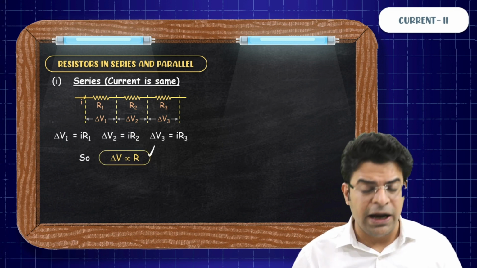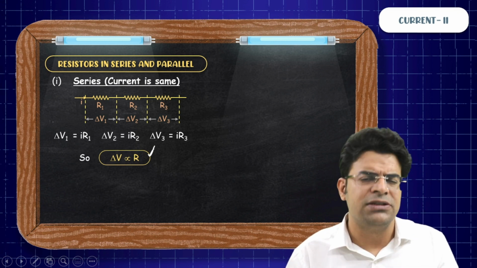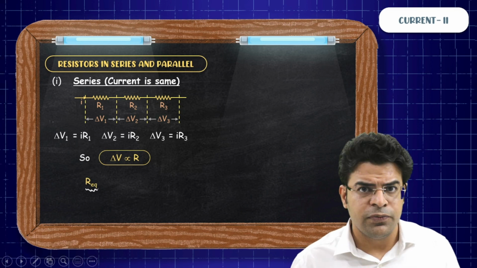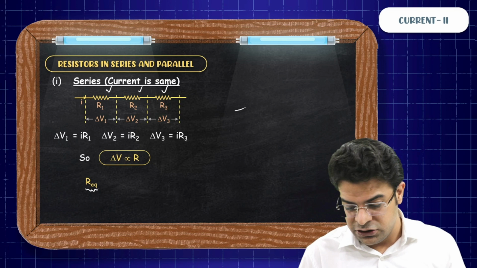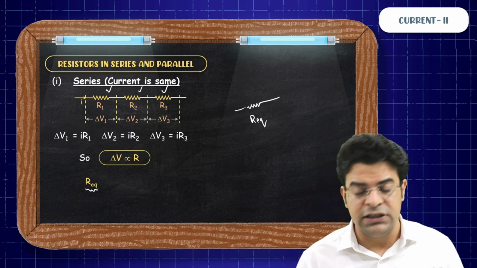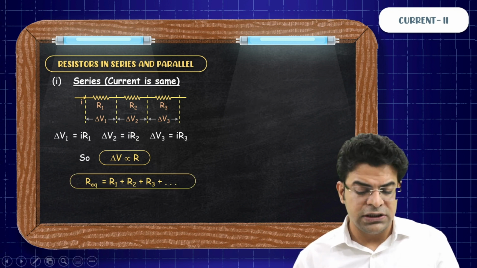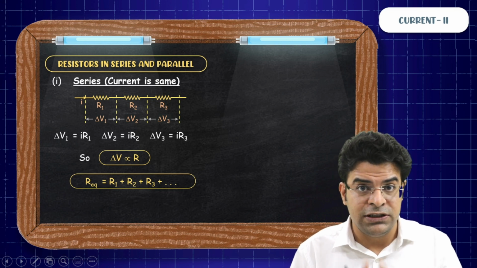So keep this in mind. When you have resistors in series, the potential drop across any resistance is directly proportional to its resistance, right? It's obvious. Moving on. Replacing all these three resistors, I can place a single resistor. And for that single resistor, the value of equivalent resistance has to be nothing but R1 plus R2 plus R3 and so on. So this is how simple the points are that you need to remember for resistors in series.